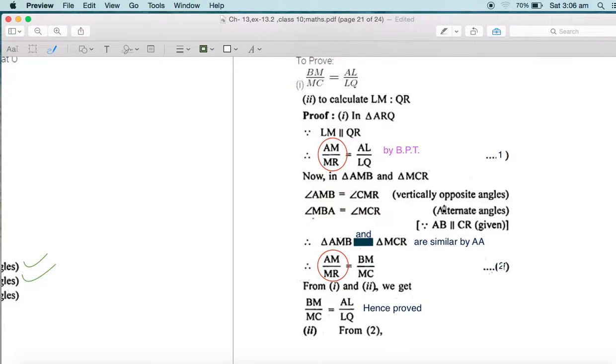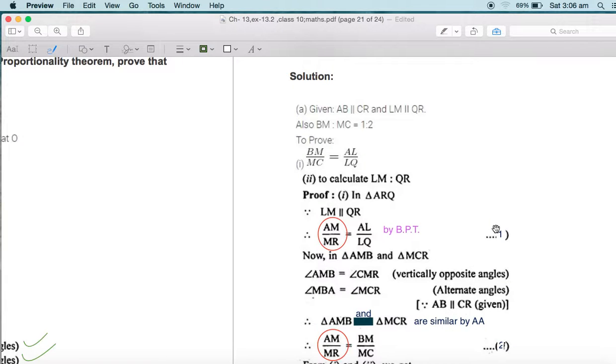What I know is that these are vertically opposite angles. Again, you can do the numbering too, but draw the figure and show the numbering 1, 2, 3, 4 of the angles. Now I am going to take another pair, that is the alternate angles pair. Why? Because AB is parallel to CR, which was already given in the question. You can see it above.